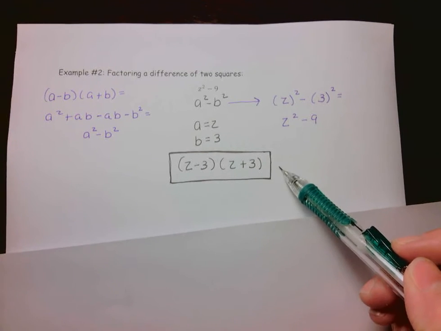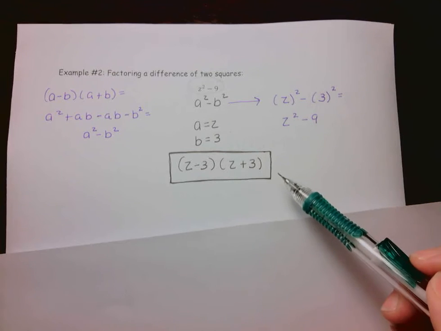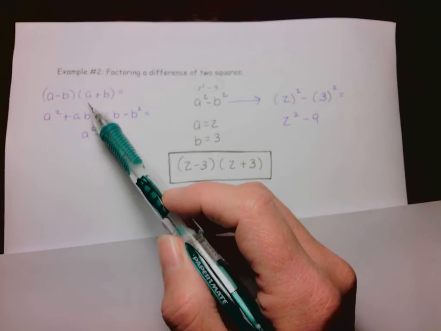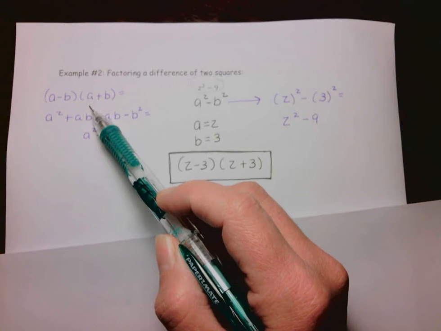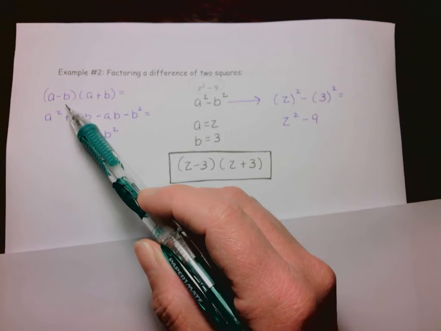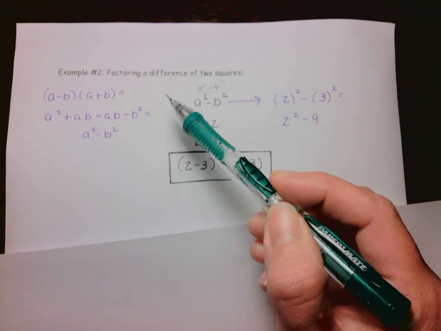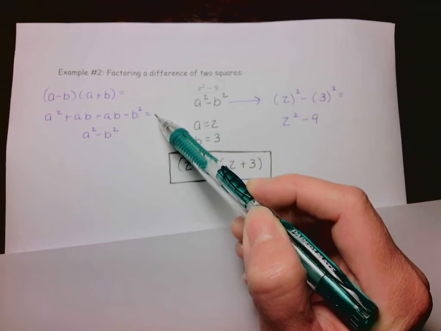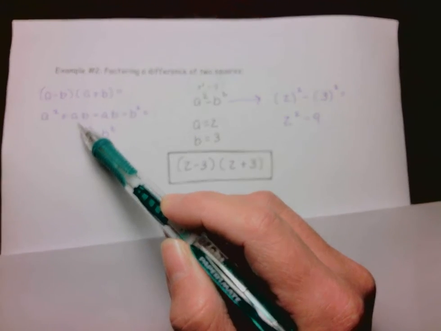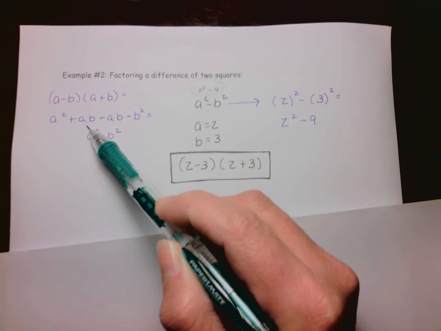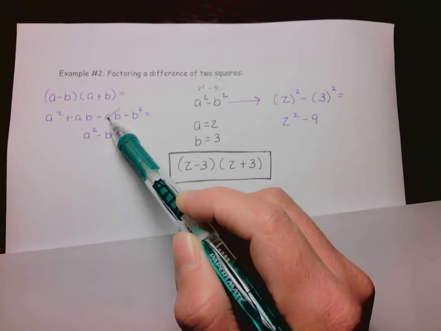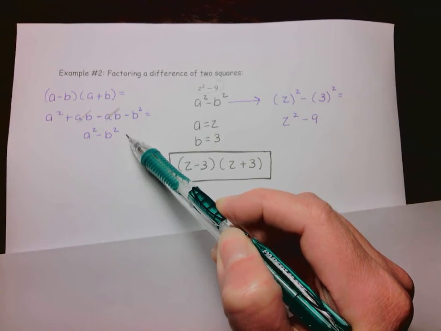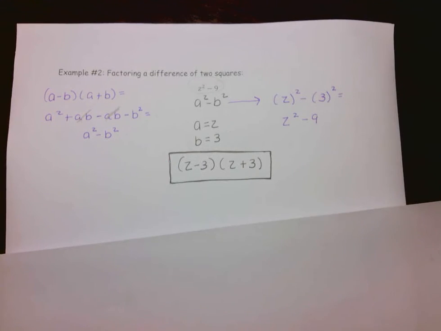Mathematically, this and this are the same thing. And again, I want to make sure that you understand why. Because look at what happens when I take a minus b times a plus b. When I multiply these two binomials together, this is what I get. Well, watch what happens to the center term. I have a plus ab and a minus ab. So these are going to cancel out. And then what am I left with? A squared minus b squared. So that's why it works.